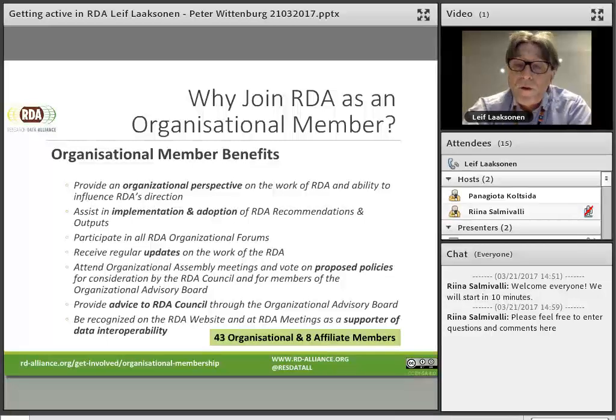and something which we call affiliated members that don't pay the membership fee, but they have joined because their activities are very similar to RDA.